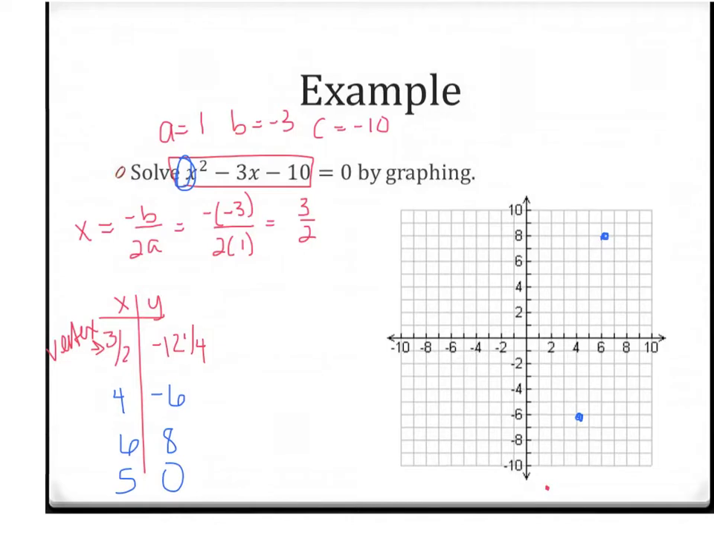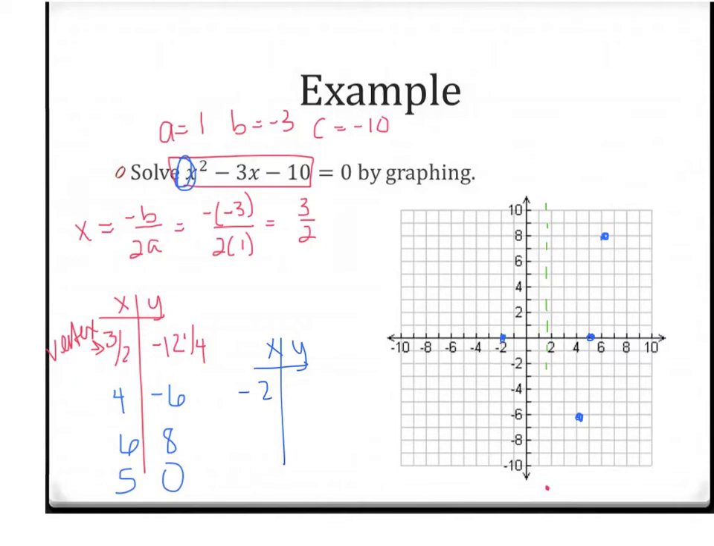5 gives us 0. So if we know that 5 is 0, can we find the other 0 just by using symmetry? Our axis of symmetry was at 1.5. So that looks to be 1, 2, 3.5 to the right. If we go 3.5 to the left, we should be at -2. You need to try that though. Don't just assume that it was going to work, because if you got the one on the right wrong, you got the one on the left wrong.